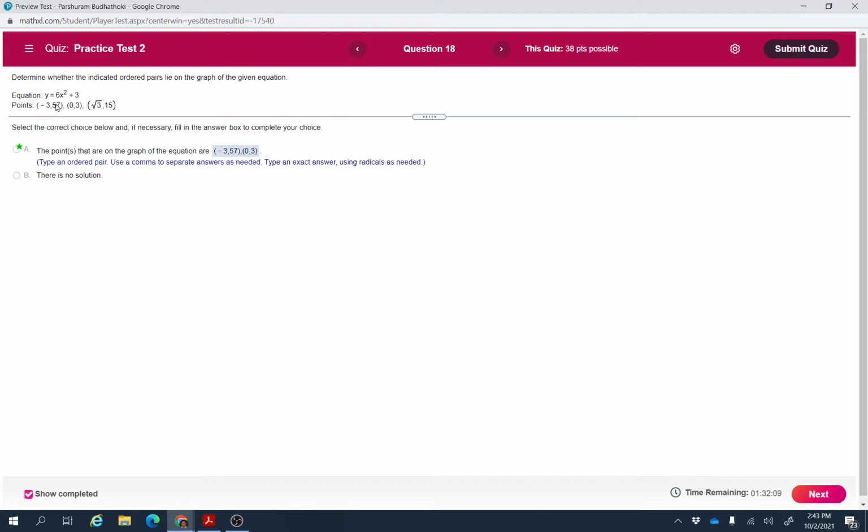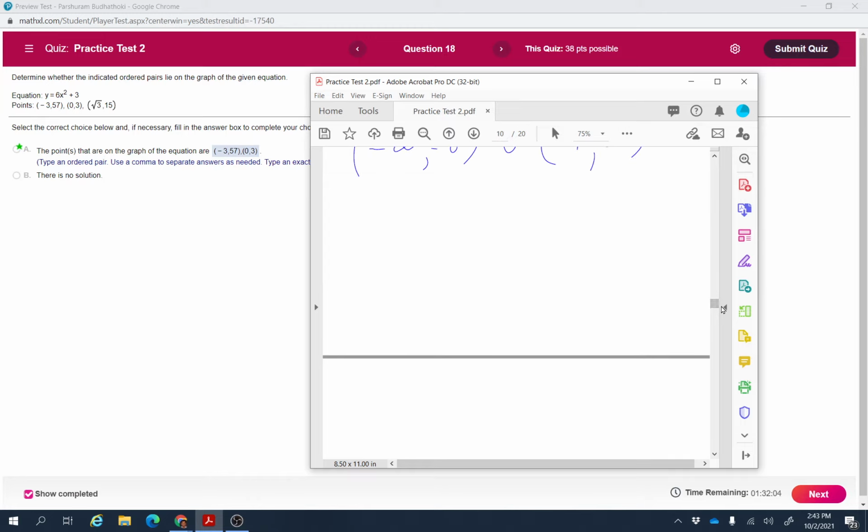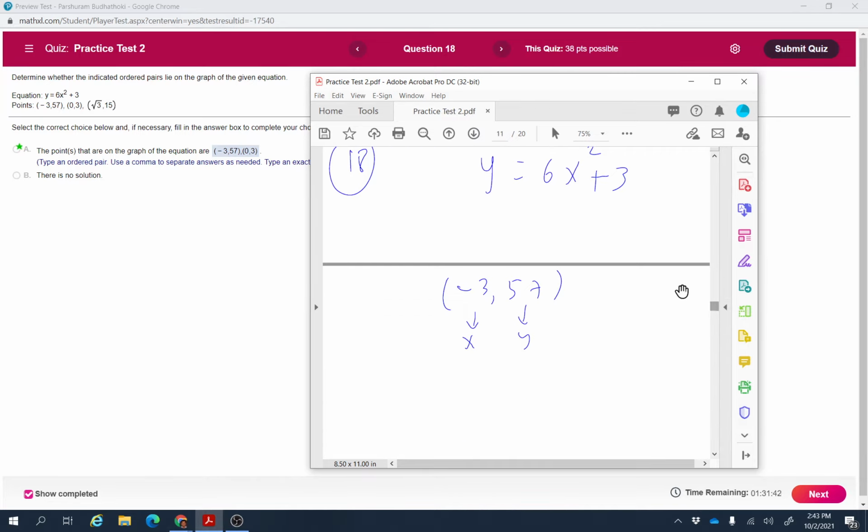So let's say -3 comma 57. If you want to check whether that lies on the graph of the given equation or not, first of all, you have the given equation y equals 6x squared plus 3. So let's check the first one, -3 comma 57. In this equation, you put x equal -3 and y equal 57. And after plugging in those values, if this gives you a true statement, that means this point lies on the graph.